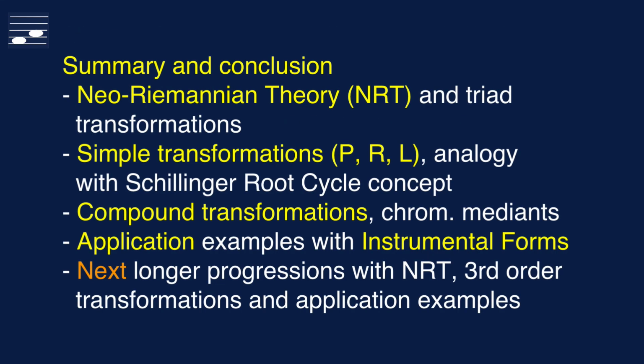We've reached the end of this tutorial that served as a practical introduction to Neo-Riemannian Theory and Triad transformations. We started with the 3 elementary P, R and L transformations and saw the analogy with the Schillinger root cycle concept. The narrative function in film music became important when discussing compound transformations that lead to chromatic mediant chord motion. All options were demonstrated in short application examples with specific instrumental forms. In later episodes I'll use this Triad transformation toolbox in longer chord progressions and I'll proceed with higher order Riemannian transformations.